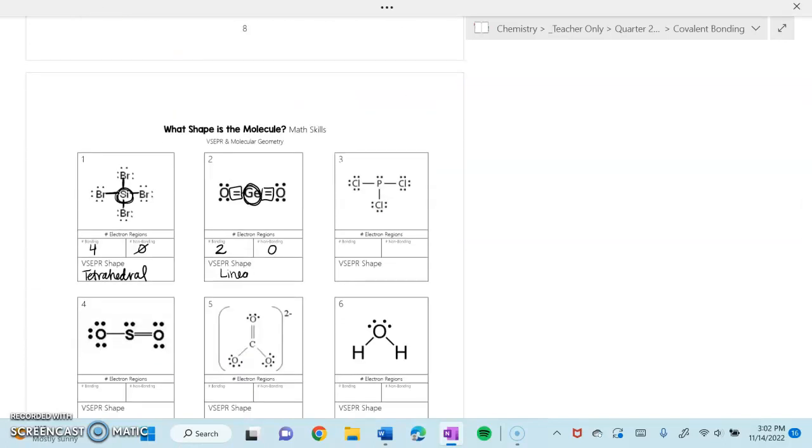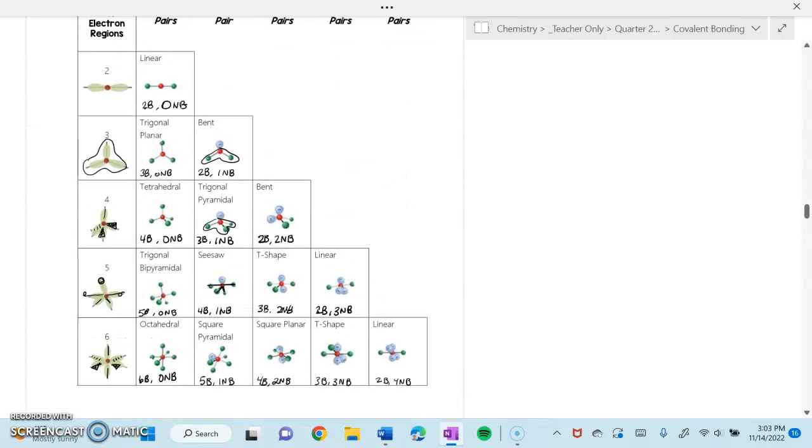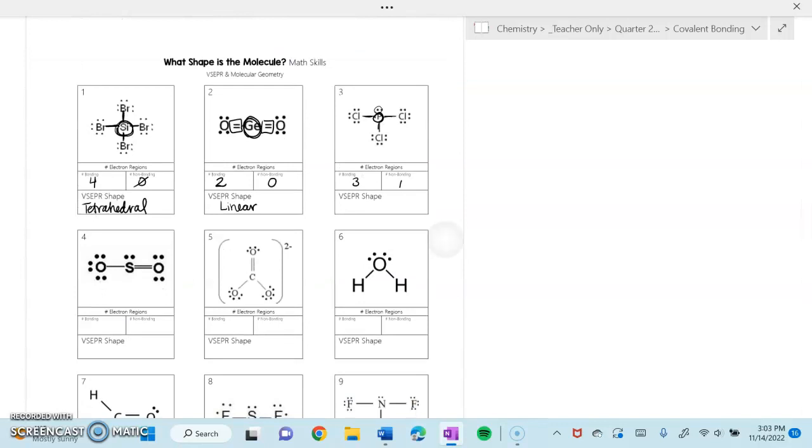Let's do one more together here. Central atom is phosphorus. We have 1, 2, 3 shared pairs and 1 lone pair on our central atom. So we have 3 bonding and 1 non-bonding region. That would be trigonal pyramid. Use the chart to complete this page.